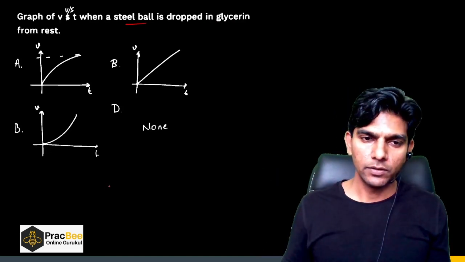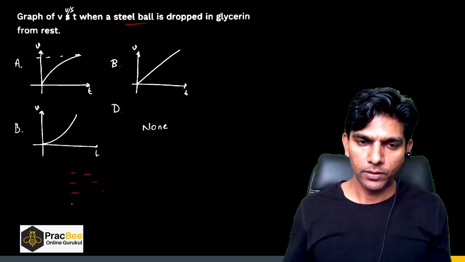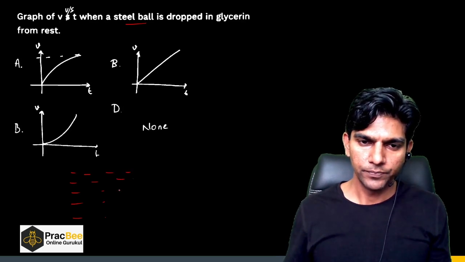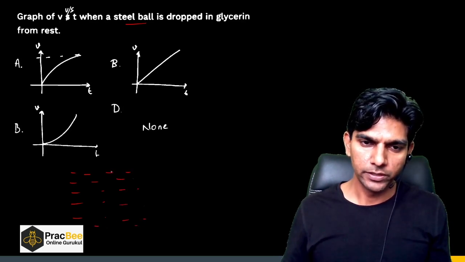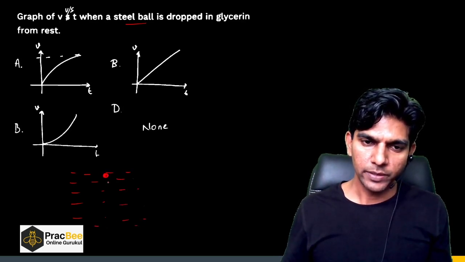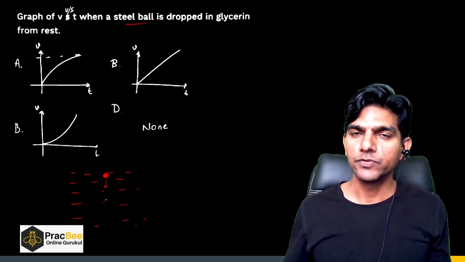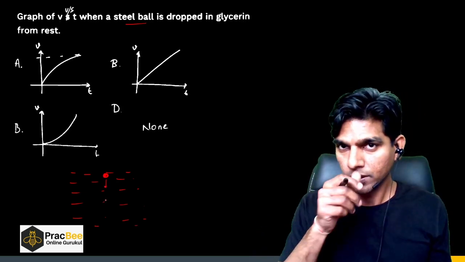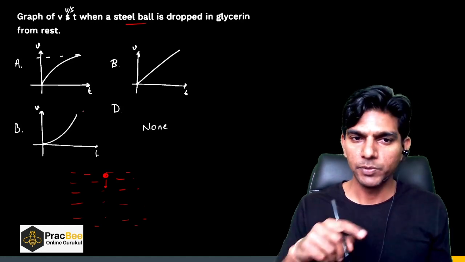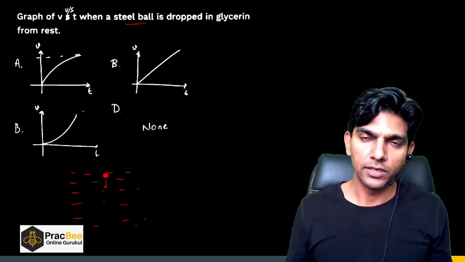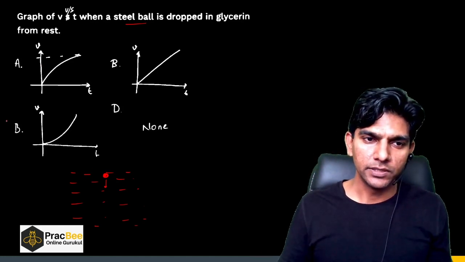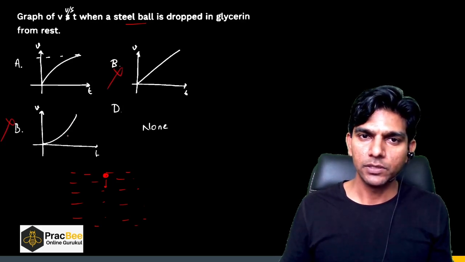So we know that when we release a steel ball in a viscous fluid, what would happen? First the speed increases, and after some time it will attain a terminal velocity. It will become constant after a certain time. So the option where the velocity becomes zero can't be possible, and the one where it keeps increasing can't be possible either.